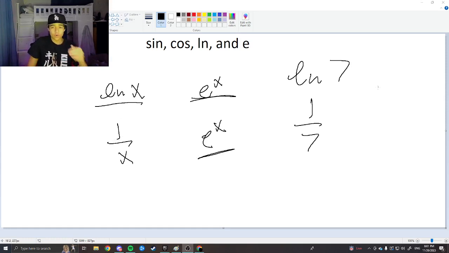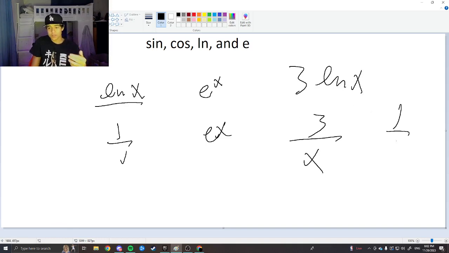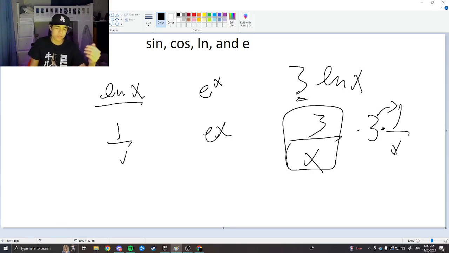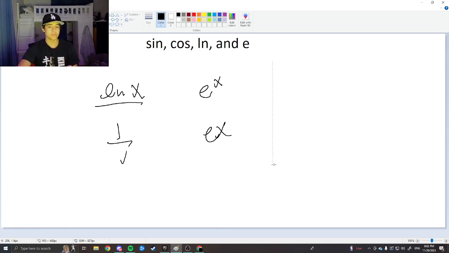If you have something before the ln x, like 3 ln x, you get 3 over x, because what you get is 1 over x times this 3 from the beginning. So the 3 goes on top, and you end up with 3 over x. So for ln x, you put the coefficient over whatever the x is. E to the x, you don't change.